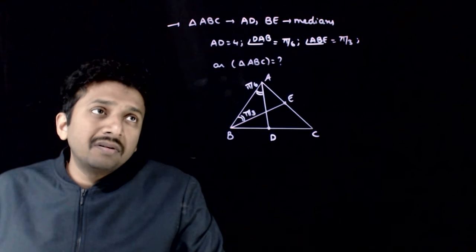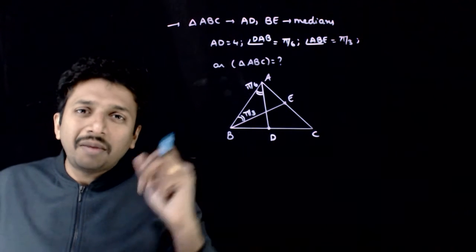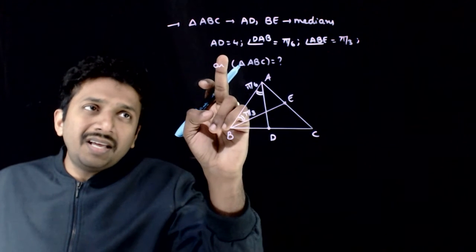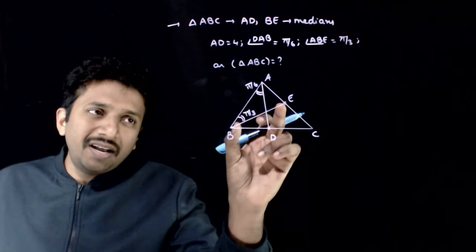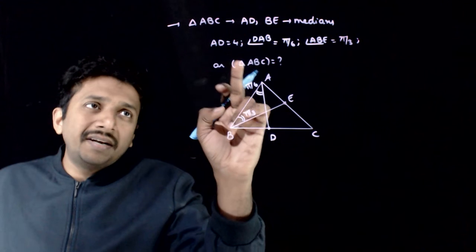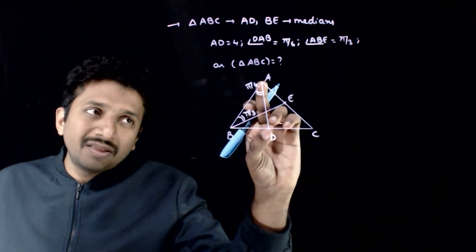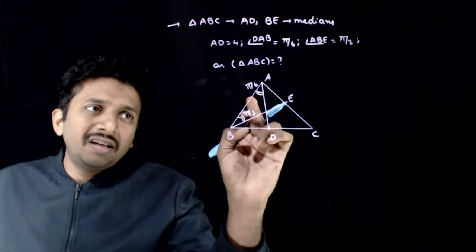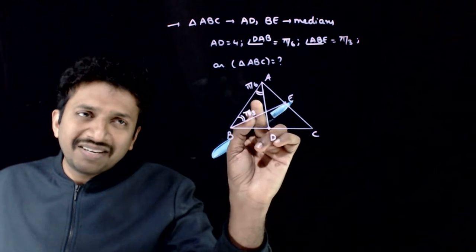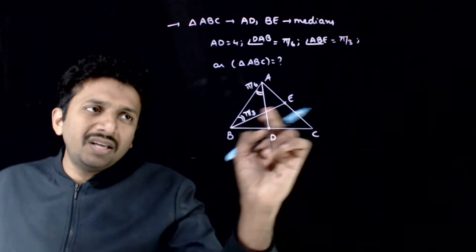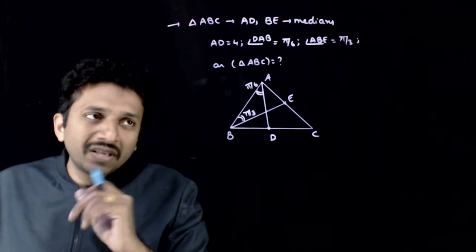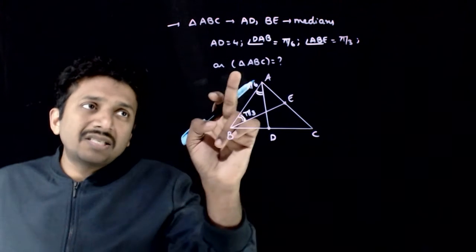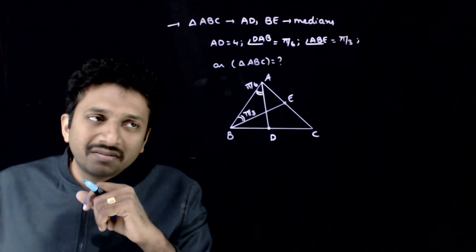So welcome students. In this question you're given that in a triangle ABC, AD and BE are medians, and AD is equal to 4, the length of this is equal to 4, and angle BAD or DAB is equal to 30 degrees, angle ABE is equal to 60 degrees. This is the information given. We're asked to find the area of triangle ABC.